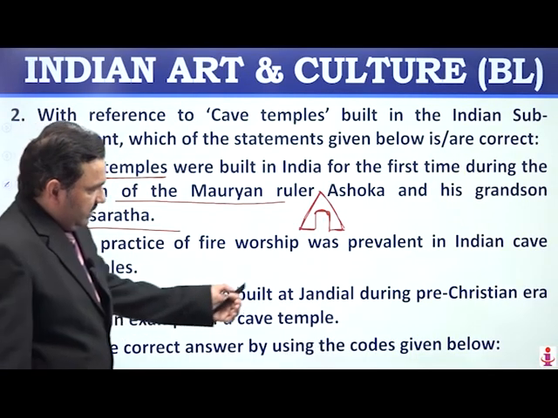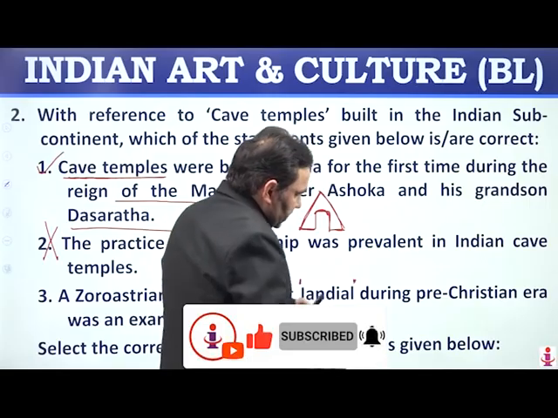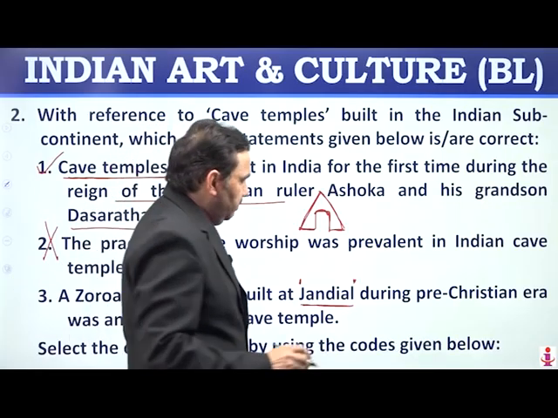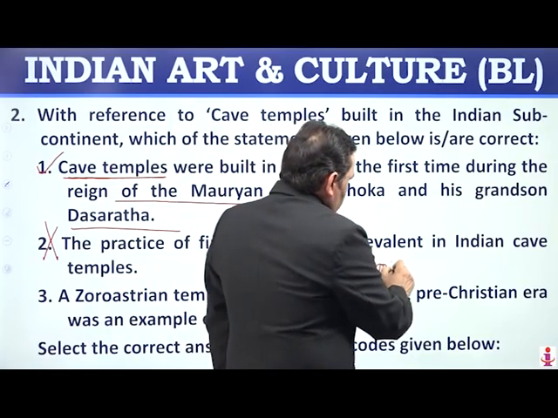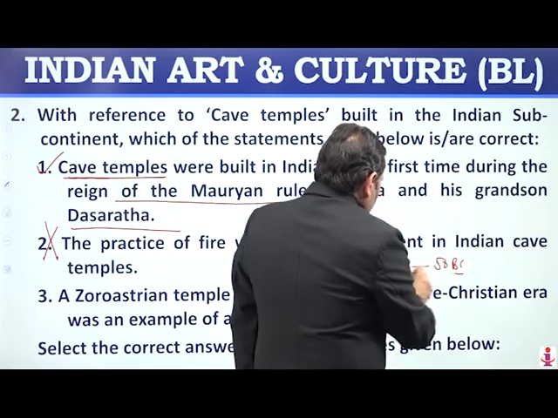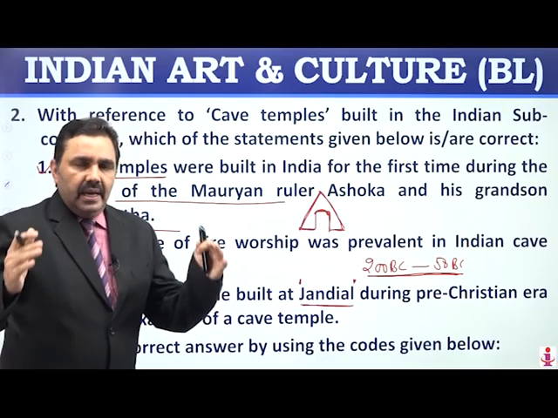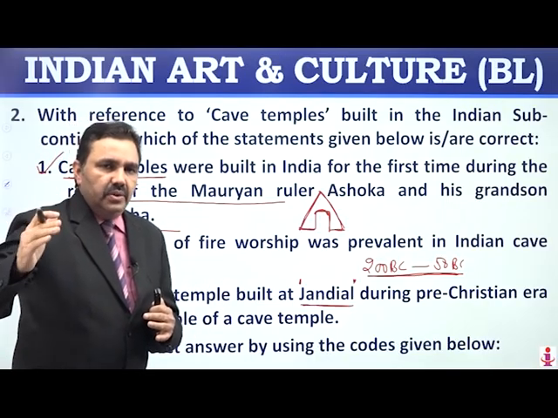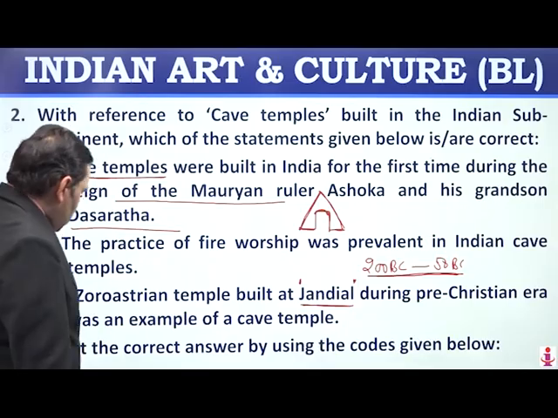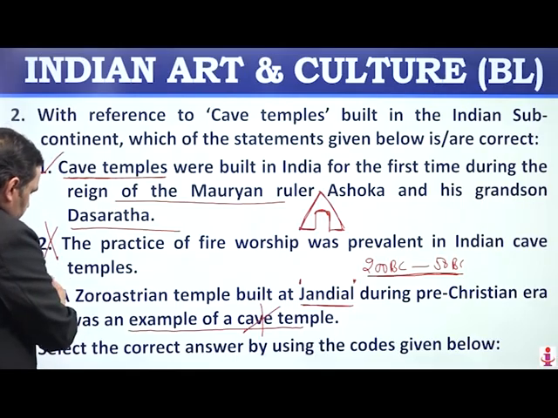A Zoroastrian temple built at Jandial. Jandial is near Sirkap in Pakistan. So you can see nearby to the Taxila area. And this is a temple built in stone belonging to somewhere between 200 BC to say 50 BC, or 2nd century BC to 1st century BC. It was built during the reign of Indo-Greeks. And this temple reflects a deep influence of Indo-Greek or Greco-Roman culture. A Zoroastrian temple built at Jandial during pre-Christian era was an example of cave temple. This was not a cave temple. This was a structural temple.